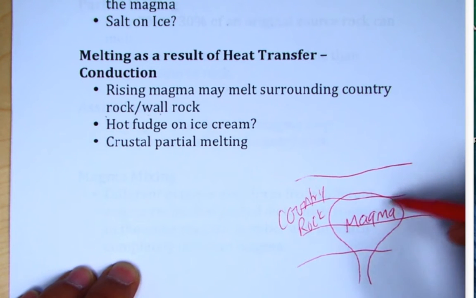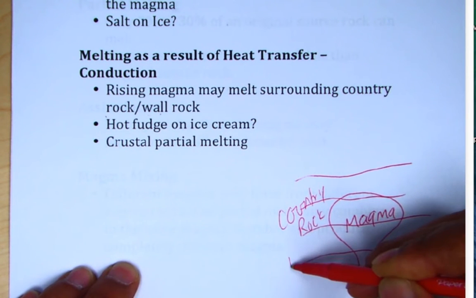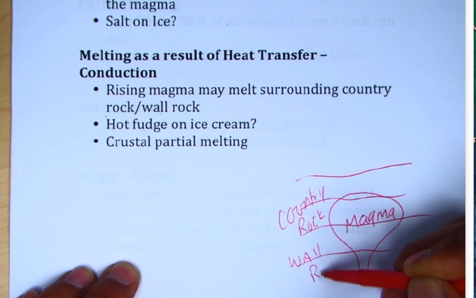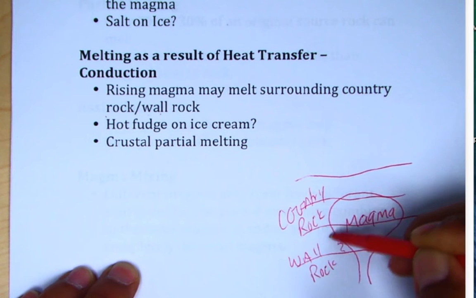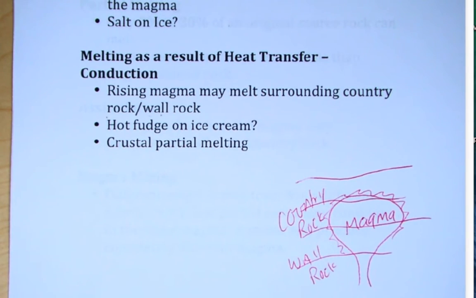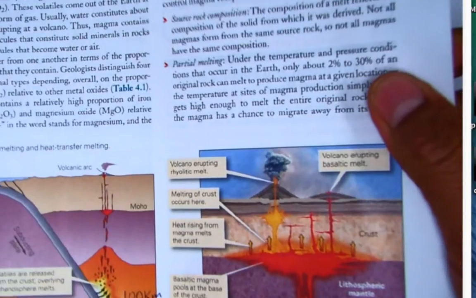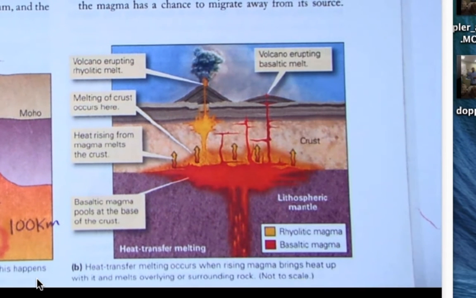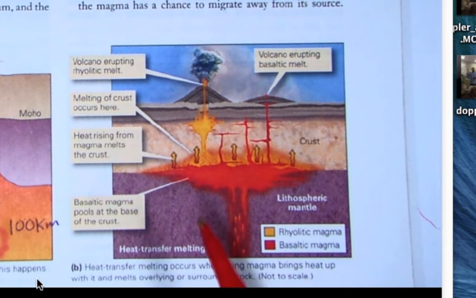And so your book calls this country rock wall rock, only because it occurs along the walls of the magma chamber, right? Now, in fact, there is another figure, also figure 4-4 in your textbook, that kind of shows this example here. Here we have basaltic magma, mafic magma, pools in the crust.